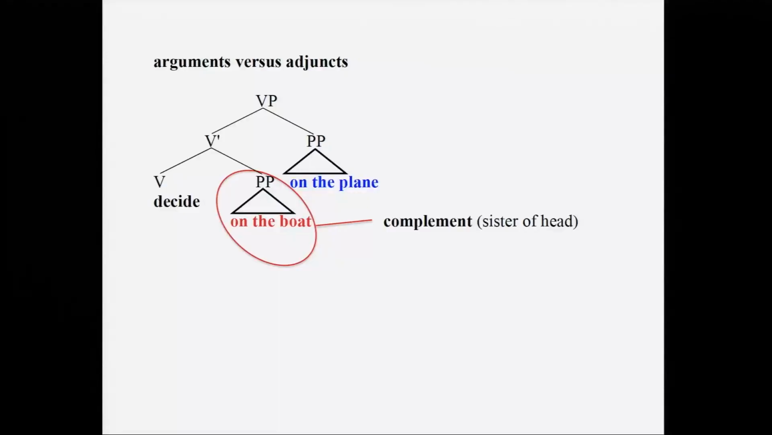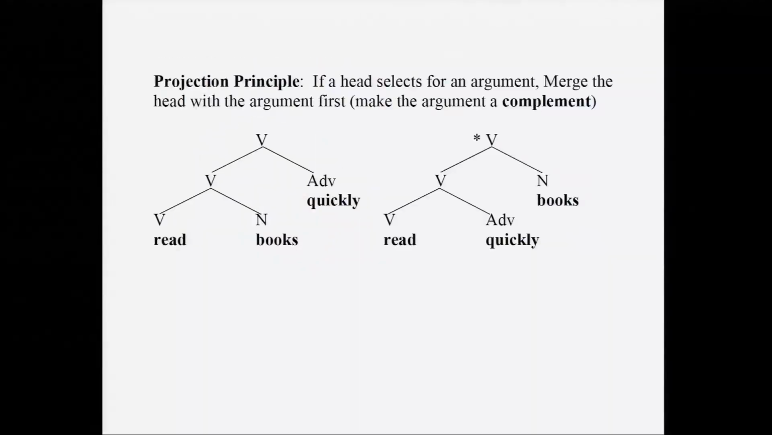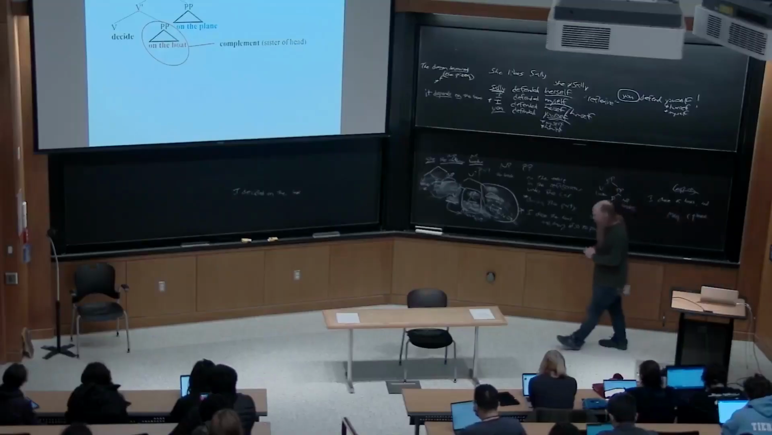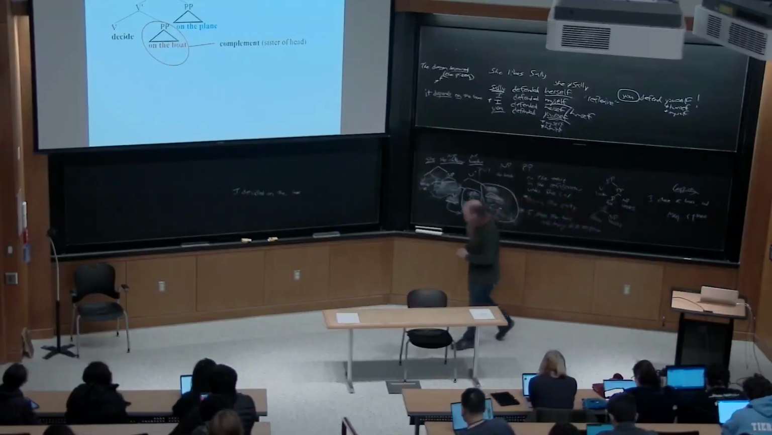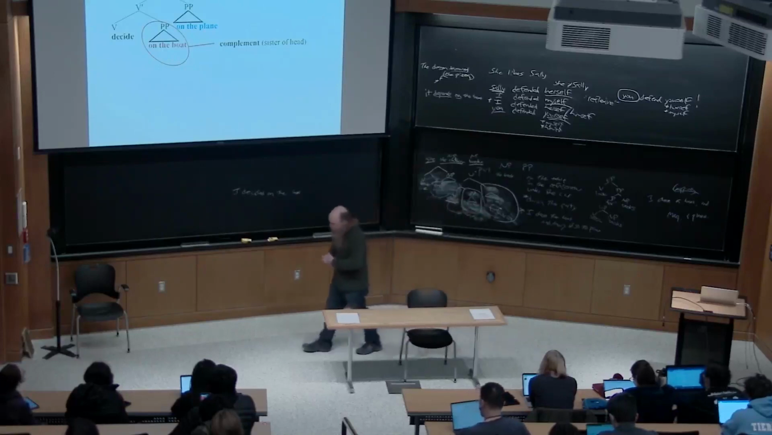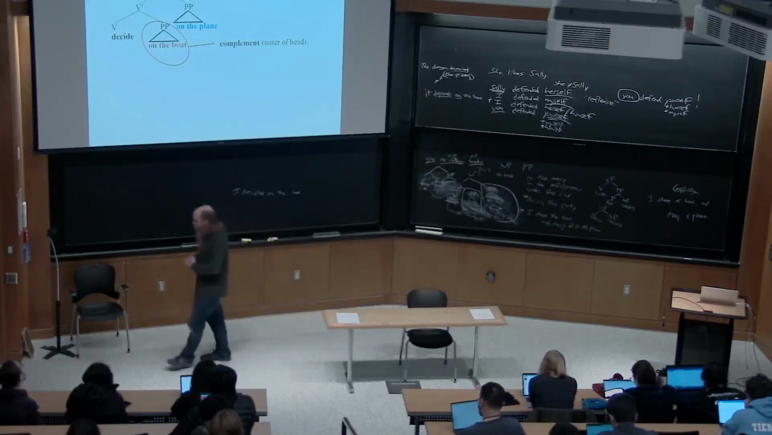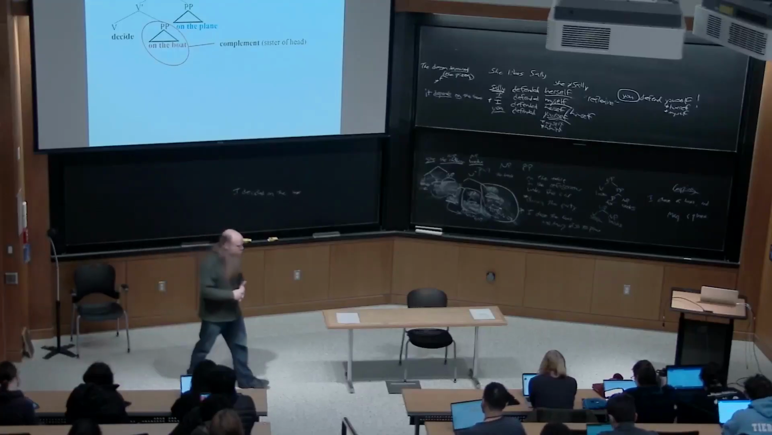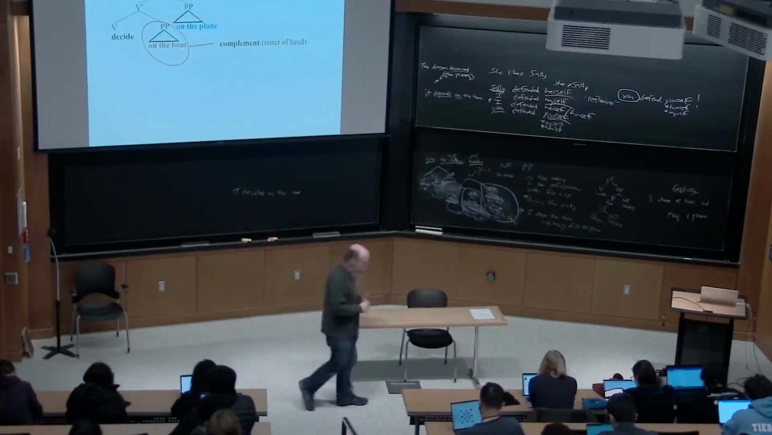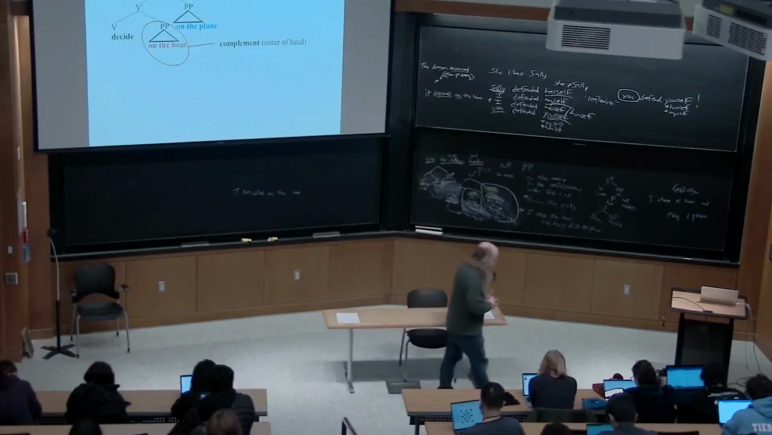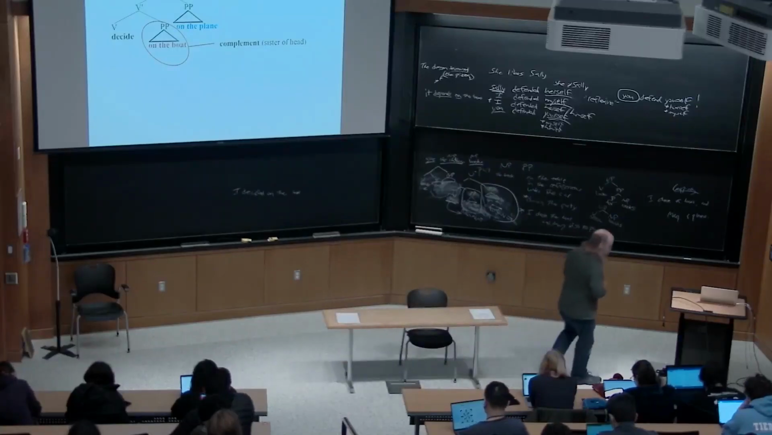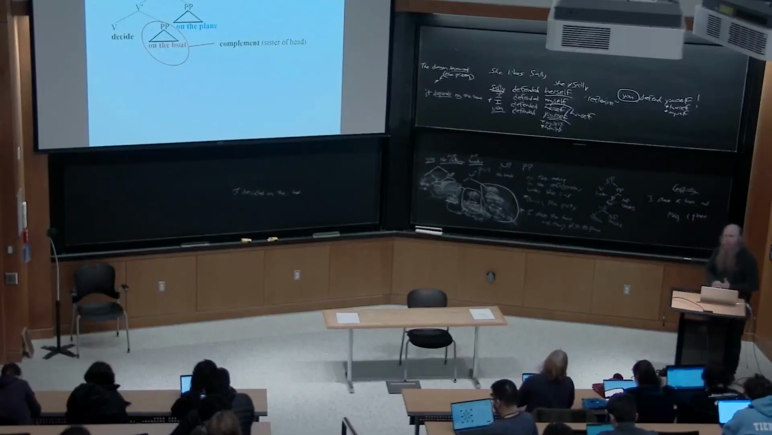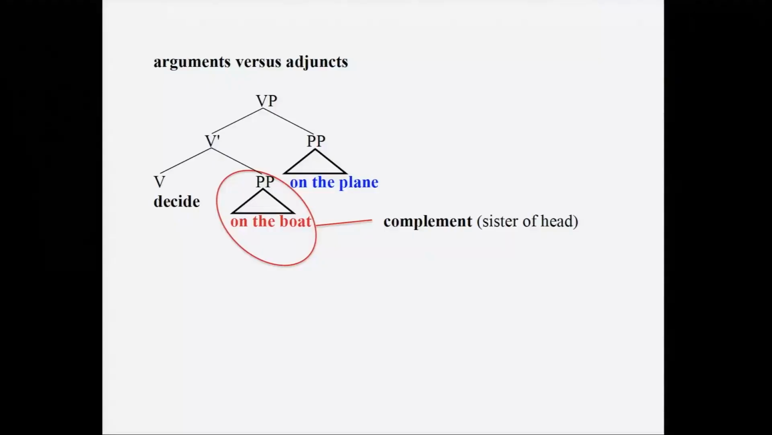So, terminology break. The lower thing is the complement. It's the sister of the head. Complement is a name that we use for sisters of heads, which, as we've seen, is a position that's kind of privileged for arguments, for things that are selected. If there's a competition between an argument and an adjunct to be the complement, it's the argument that's the complement. That's the thing that gets to be the sister. That's what we're seeing.